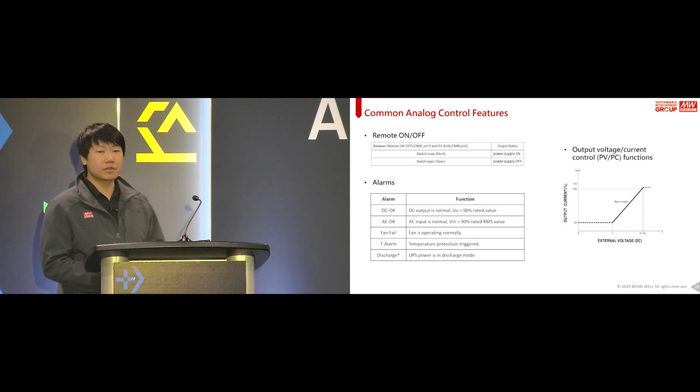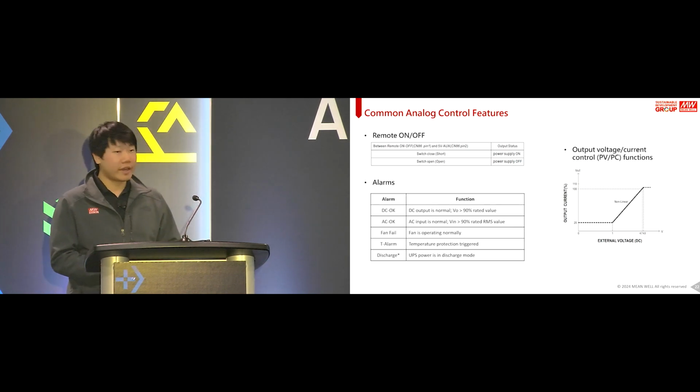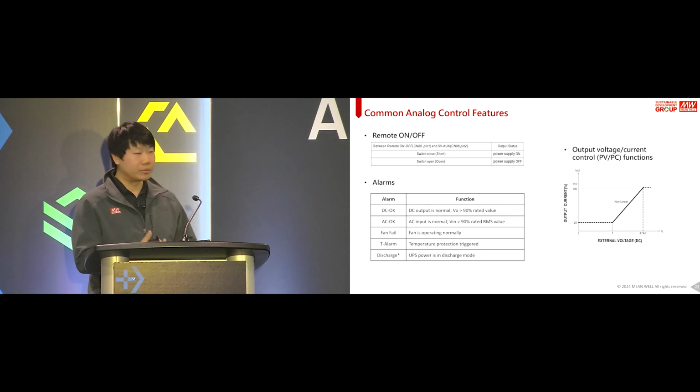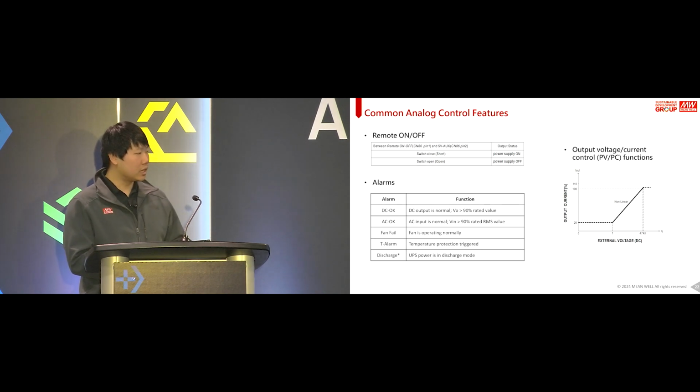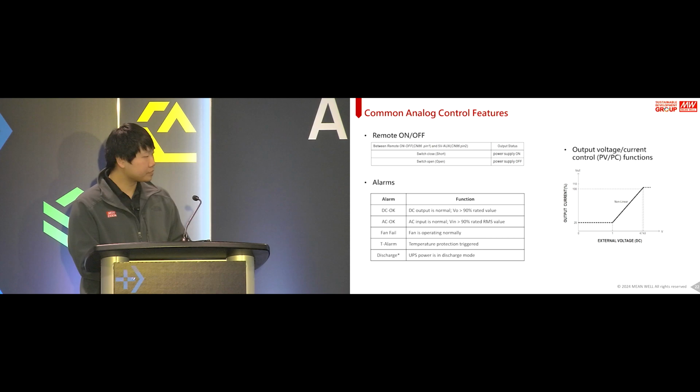And then there are various alarms that come in the form of analog controls. We typically have DC OK, which tells the system that the DC output is normal. We have AC OK, letting the system know the AC input is normal. We also have fan fail, which, as the name suggests, detects the fan's health. And the temperature alarm detects if the power supply is over-temperature protected or if it's within normal operating temperature. And for some of the UPS power supplies or inverters, there are also discharge signals that let the system know what mode the power supply is running in.